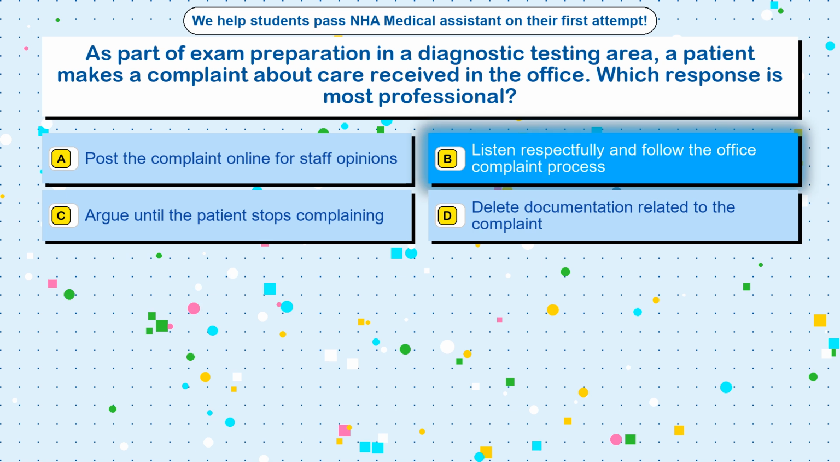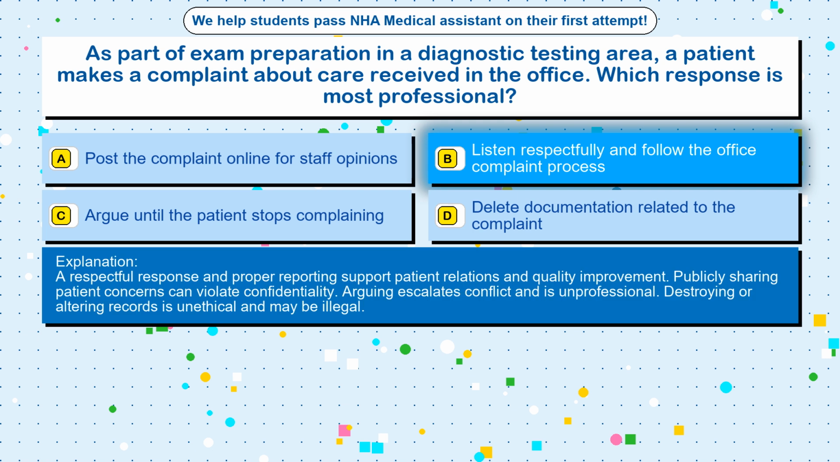The correct answer is option B, listen respectfully and follow the office complaint process. A respectful response and proper reporting support patient relations and quality improvement. Publicly sharing patient concerns can violate confidentiality. Arguing escalates conflict and is unprofessional. Destroying or altering records is unethical and may be illegal.